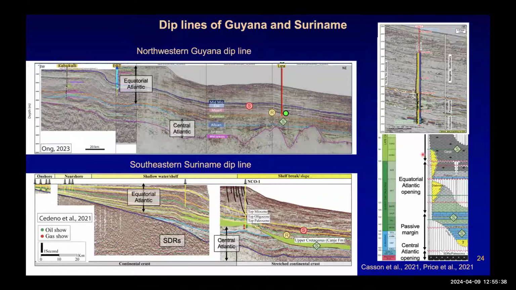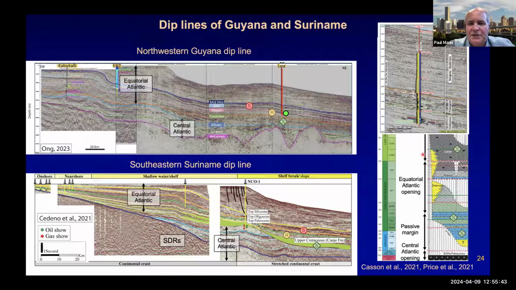The problem with Guyana is that it's just so much sediment, I guess, that no one has really dived down and tried to look very deeply at the part that comes before all the late Cretaceous and the Cenozoic. So does that answer your question?